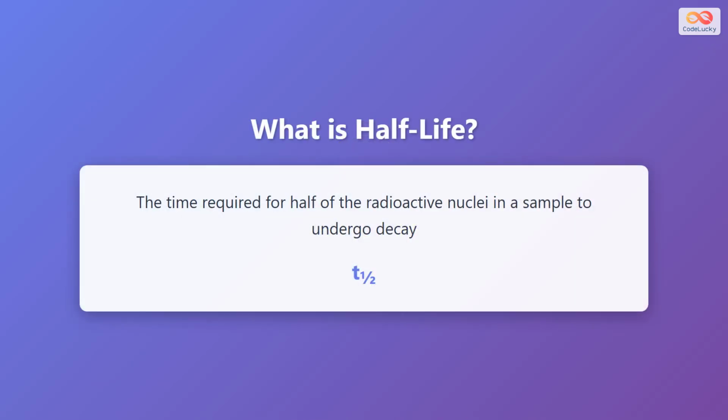Half-life is defined as the time required for half of the radioactive nuclei in a sample to undergo decay. This means if you start with 100 atoms of a radioactive substance, after one half-life has passed, only 50 atoms will remain radioactive. The other 50 will have decayed into different elements or isotopes. This process continues predictably, making half-life a reliable measure of radioactive decay.